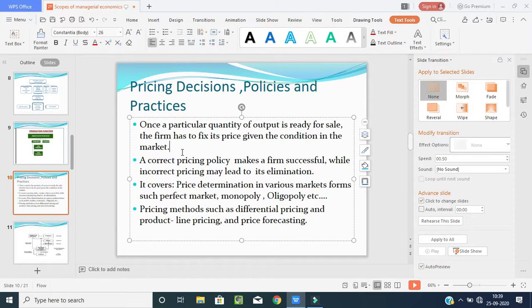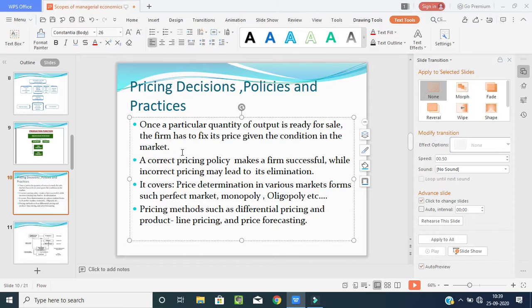Now, a correct pricing policy makes a firm successful, while incorrect pricing may lead to its elimination, meaning the downfall of the company. We have to fix the right price with the right product, at the right time, in the right place. That is the main motto of the businessman, experts, or managers of marketing or business mind.